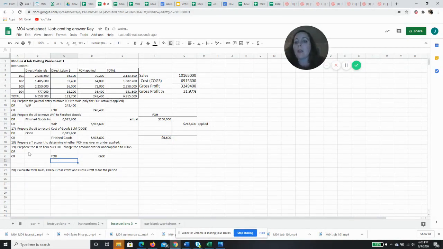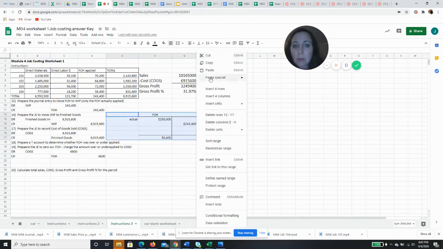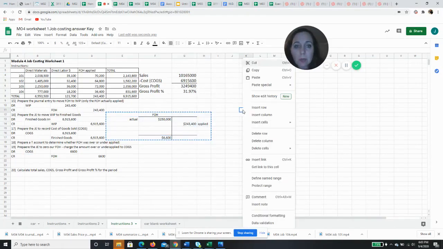If we have to credit factory overhead to zero it out, then we will debit COGS. So basically we're going to add that $6,600 to expense, and then this account will be zero. If it was the other way, let me use another example, and we'll copy this over so I don't have to retype it.